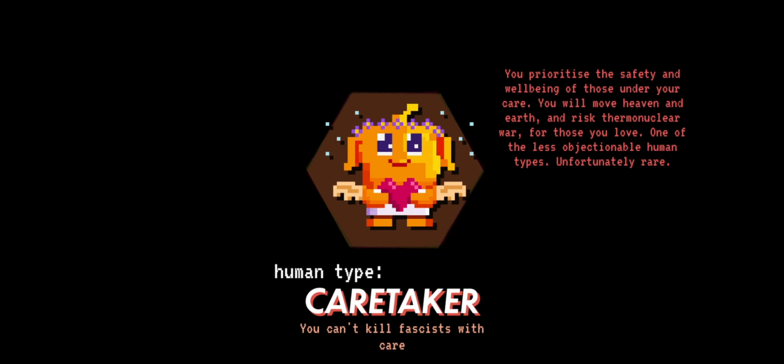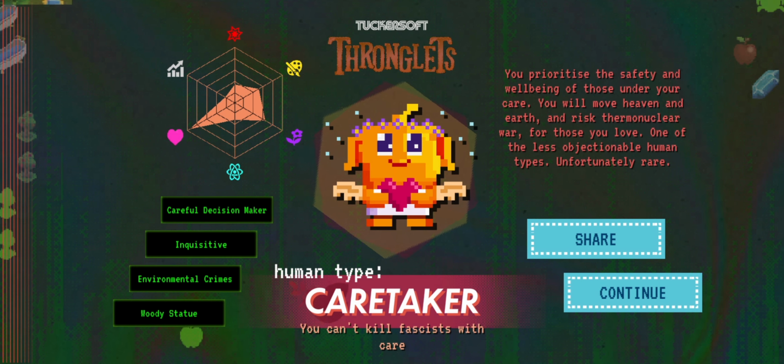Human type caretaker. You can't kill fascists with care. What? None of them were fascists, were they? I'm so confused. Hang on.